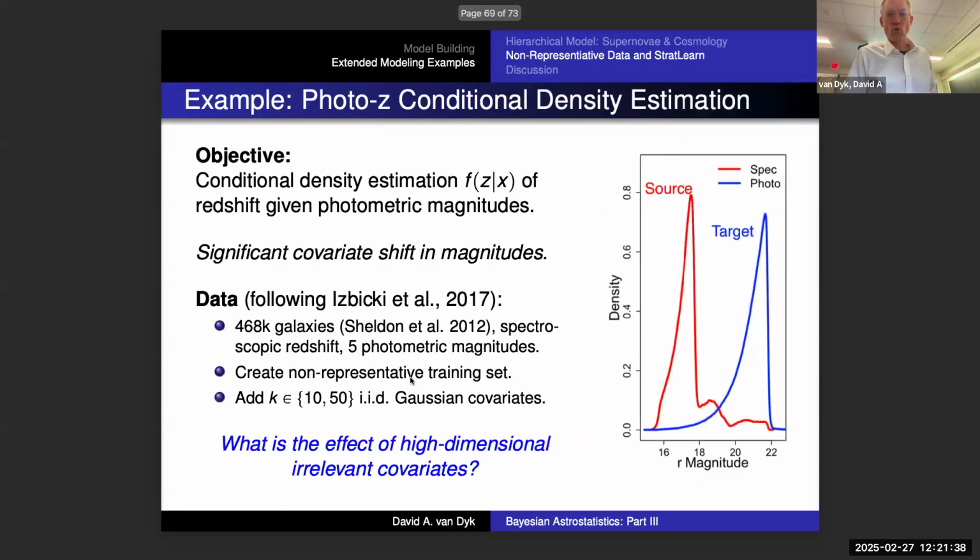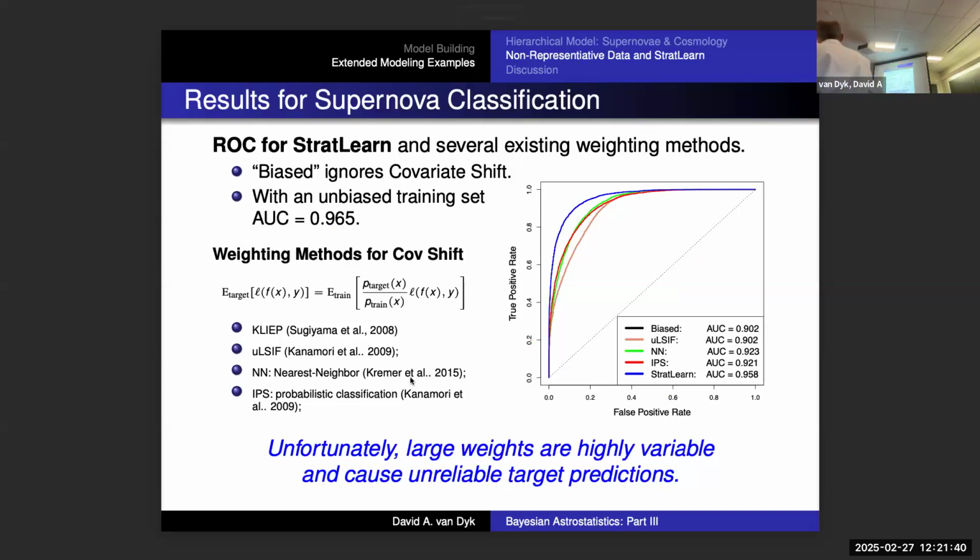And so let's just see how it works. This will be my last slide. So, ROC curves. I can't remember what ROC stands for now, but we're trying to classify supernovas as being type 1a or not type 1a. Here I have the false positive rate: I classify a non-type 1a as a type 1a, false positive. And true positive: I classify a type 1a as a type 1a. That's good.